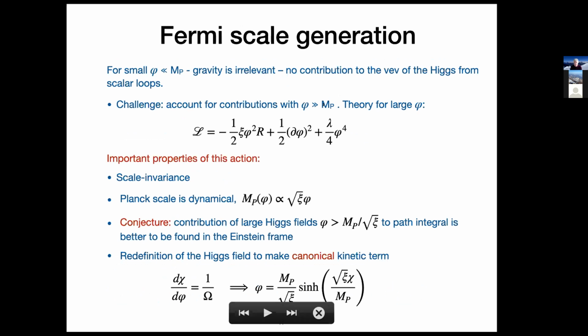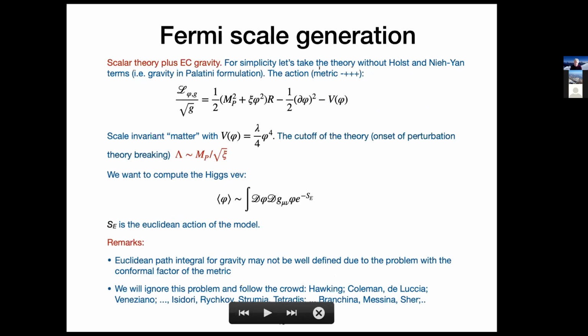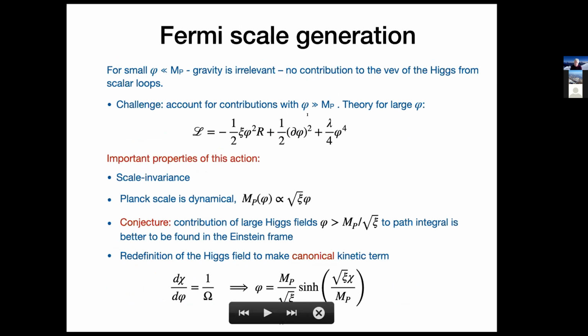So the theory for φ much larger than M Planck is like this, in which we neglect M Planck. And this theory is also very interesting. In this theory there is scale invariance because there are no dimensionful parameters. And also in this theory the Planck scale is dynamical. So you see that the coefficient in front of R depends on the Higgs field.